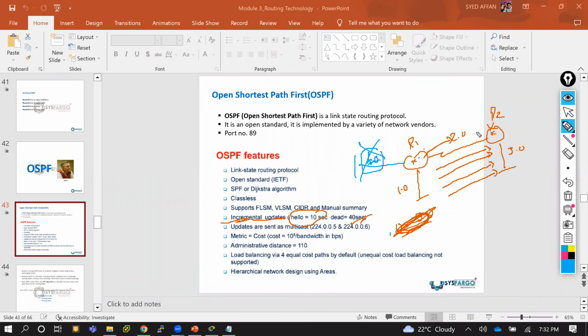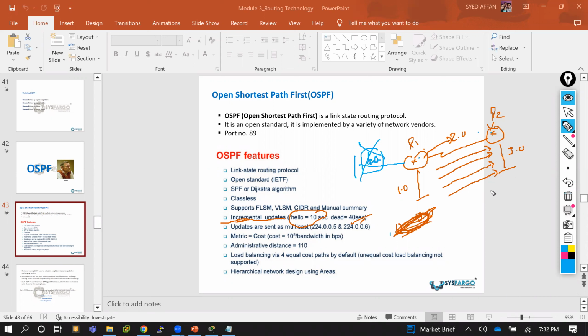But here it does incremental updates. Only the first time it will exchange the complete information. The next time, if any changes happen in that network with respect to the OSPF protocol, only that information is going to be updated. The other information is not going to be updated. Okay.